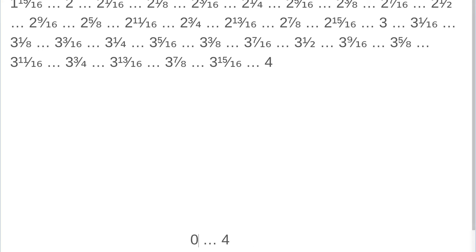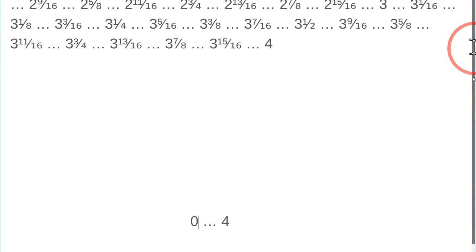0 and 4. And if I want to go in between the 0 and 4, halfway between is the number 2. If I want halfway between the 0 and the 2, it's the number 1. Halfway between the 2 and the 4 is the number 3. Now, we went over this last time, but now I'm going to do something different.